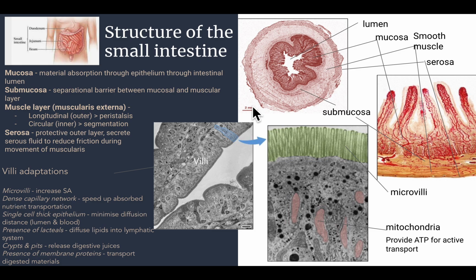There are also crypts and pits, which release the digestive juices, as well as membrane proteins, which we can't really see in these diagrams. We're going to discuss each of their functions and the molecules they transport in more detail in later slides. There's also the presence of mitochondria, to provide ATP for active transport, which is one of the membrane transport mechanisms that we will discuss later.